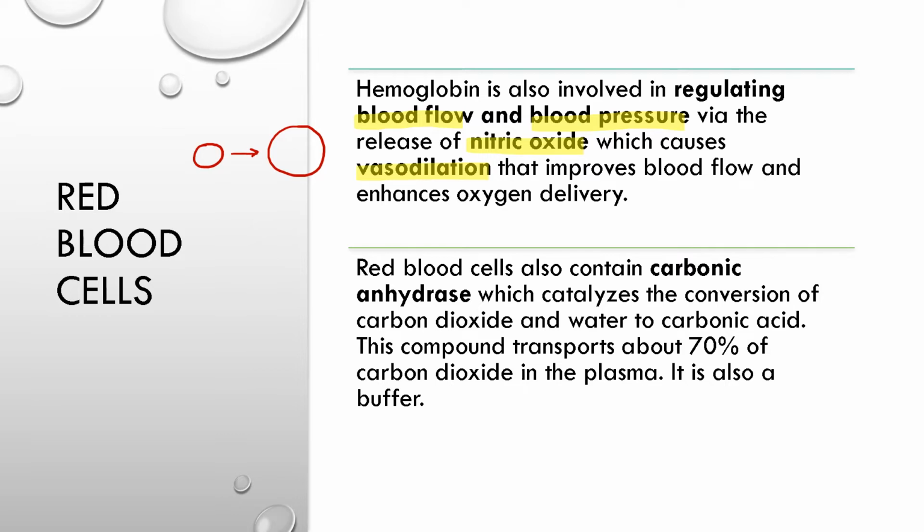Now, red blood cells also contain the enzyme carbonic anhydrase. Often this is just abbreviated CA. Carbonic anhydrase catalyzes the conversion of carbon dioxide and water to carbonic acid, which in turn will dissociate into hydrogen ions and bicarbonate ion, which is HCO3 negative.